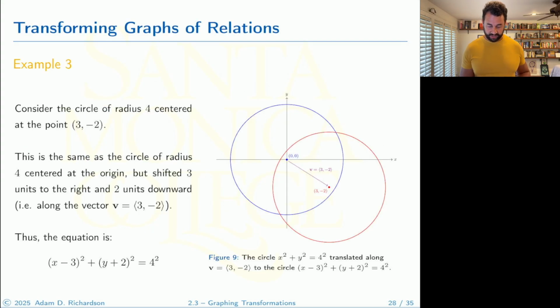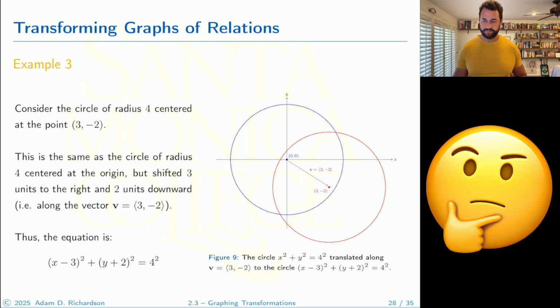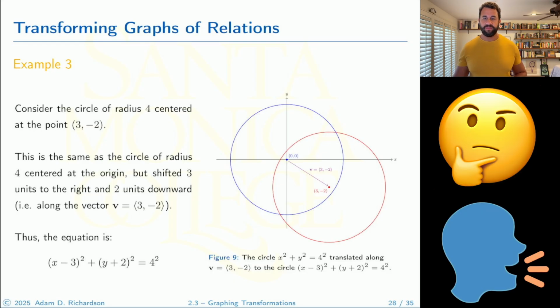Let's consider the circle of radius 4 centered at the origin. And what we want to do, oh, sorry, centered at the point (3, -2). So that's this red circle that you see right here. How do we get that circle from the circle that is centered at the origin? That's the question. All right. So just ponder that for a second. And then maybe say something out loud. How would you get this circle from the circle centered at the origin?